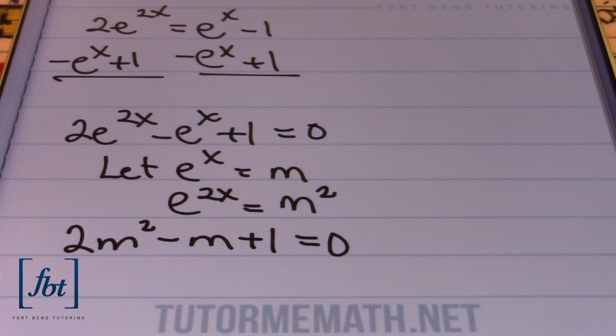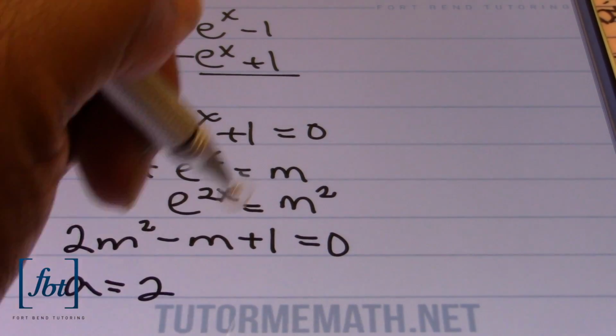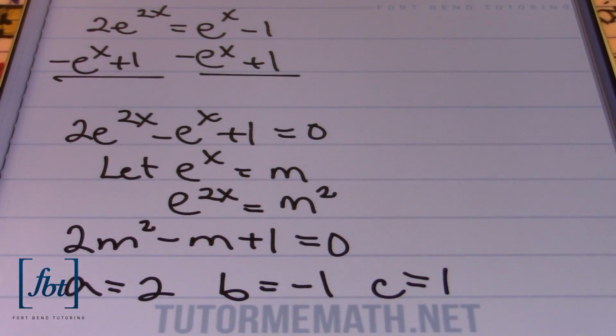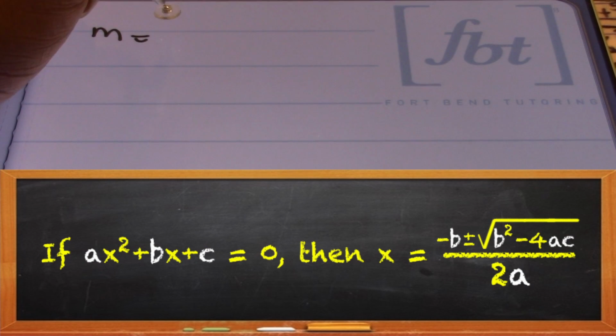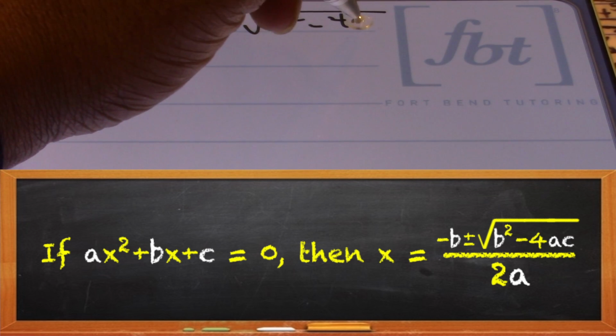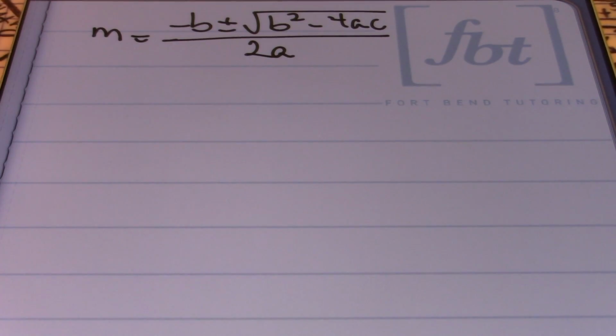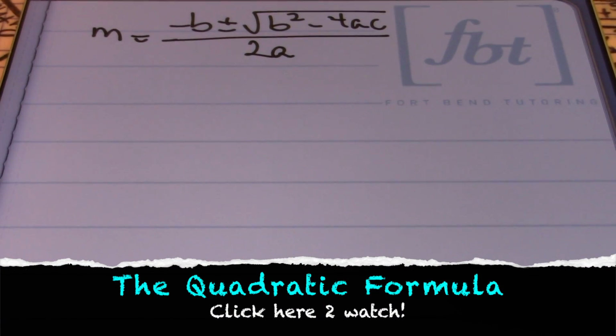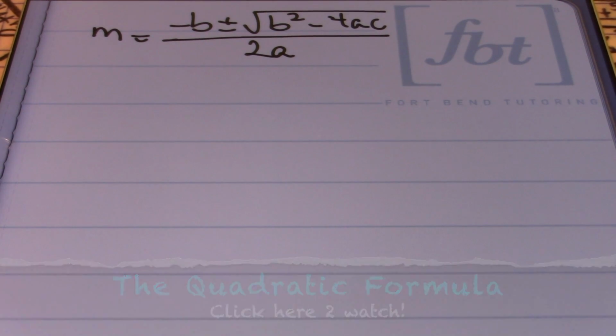And once again, this is not factorable. Here comes the quadratic equation. We're going to say that a equals 2, b equals -1, and c equals 1. Now that I have this, we will plug this into the quadratic formula. So here I'll show that m will be equivalent to -b plus or minus the square root of b squared minus 4ac, all over 2a. If you need to brush up on the quadratic formula, here's a link right there. You know I got you. You're in safe hands.